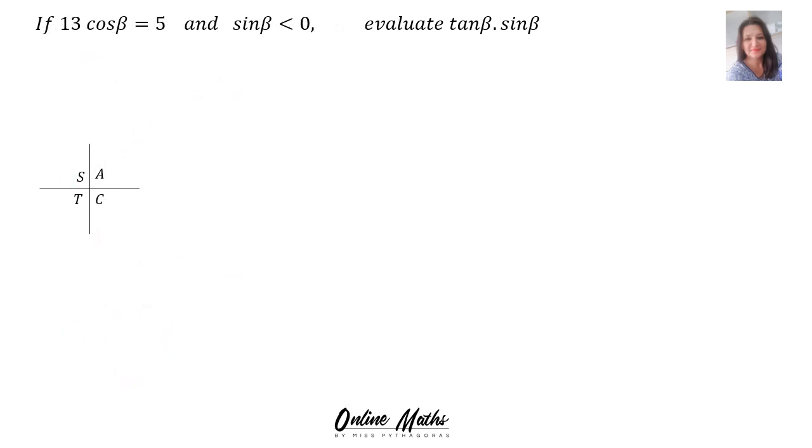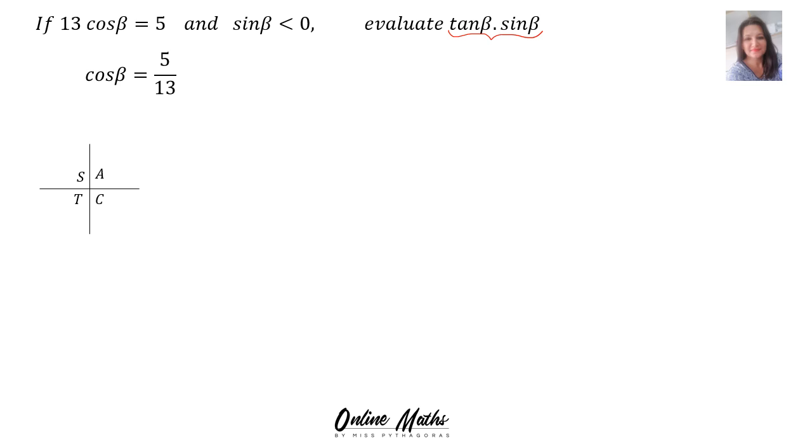If 13 cos beta is equal to 5 and sin beta smaller than 0, evaluate tan beta times sin beta. Now, this is what you want to work out: tan beta times sin beta. And then all the other information there is what's going to guide you and help you to get to the answer. Now, we start with this.